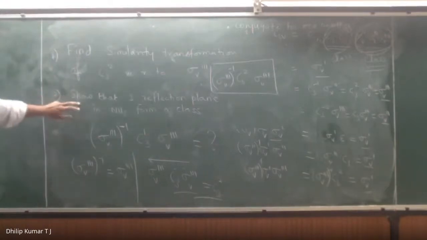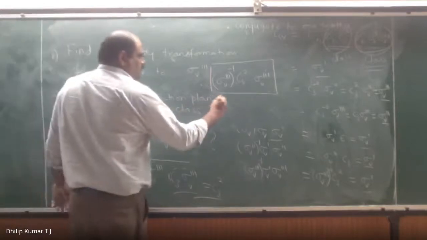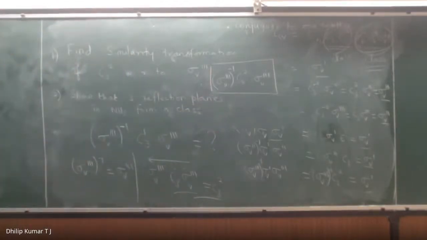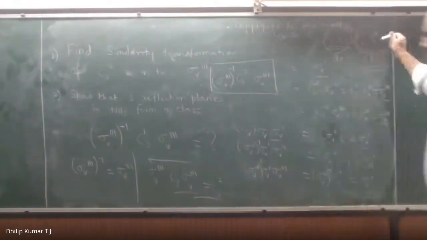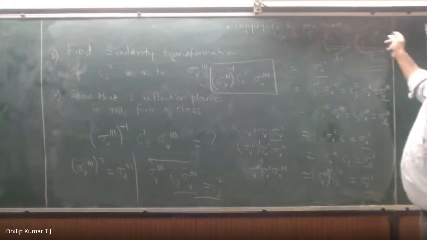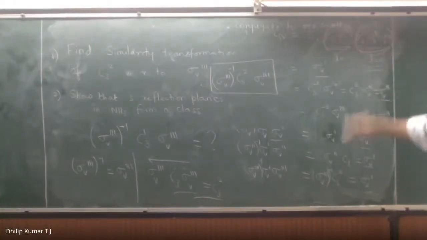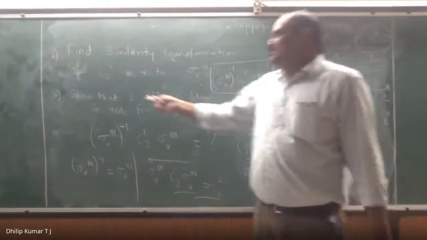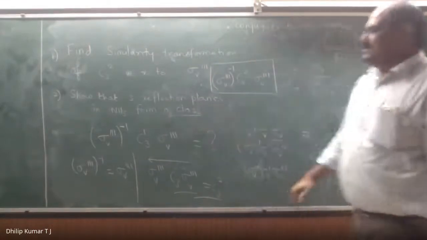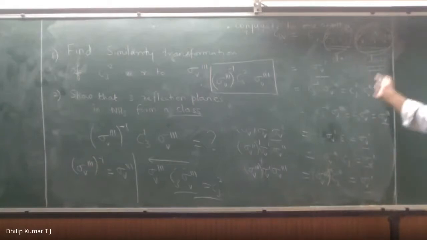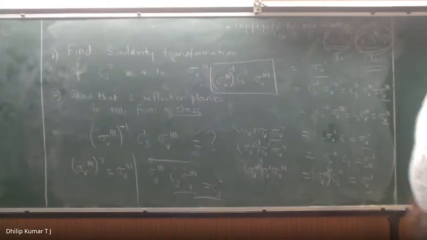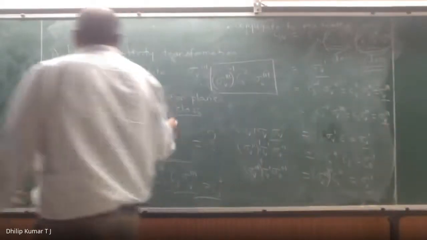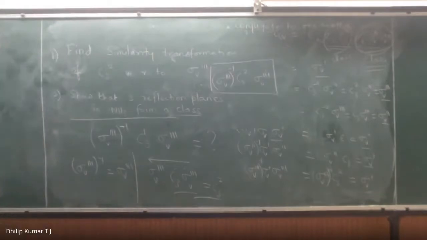So the second problem is show that the three reflection planes in the ammonia molecule form a class. So you have to take sigma v prime, double prime, triple prime, operate with every other element, and find out what is the product. It says prove it. You have to prove that all of them result in sigma v planes only, not a rotational axis. So you practice this, then this concept becomes clear.